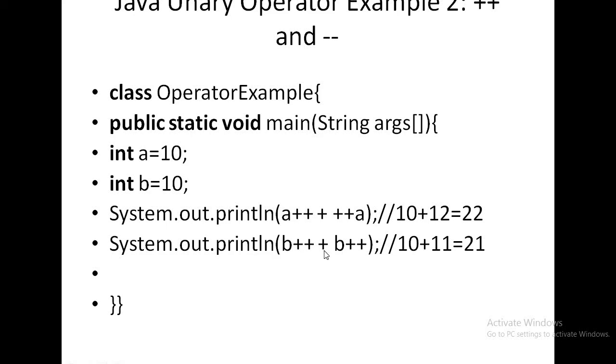System.out.println b plus plus plus b plus plus. Both are post. Here the current value of b is 10. b plus plus means first the value is assigned, that is 10, plus b plus plus. That means after assignment the value is incremented, so the current value is 11. So 10 plus 11, that is 21. Okay.